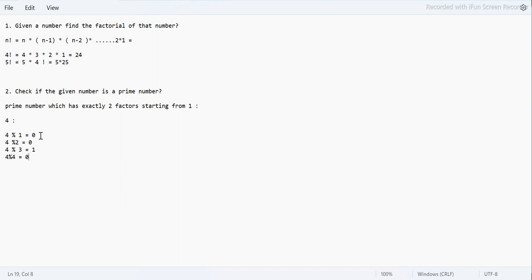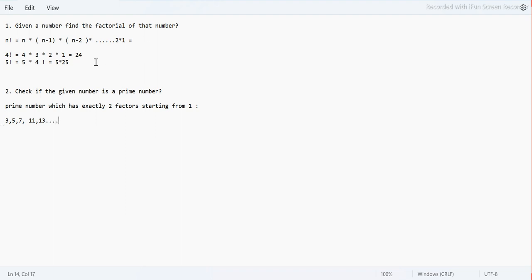So how many factors do we have? 1, 2, 3, right? So we have three factors, because this one is not completely divisible, right? So that's why 4 is not a prime number. Okay, hope you are able to get the concept, guys, right? So if I say which are the prime numbers, it's 3, 5, 7, 11, something like that, right? So these are the prime numbers, guys.